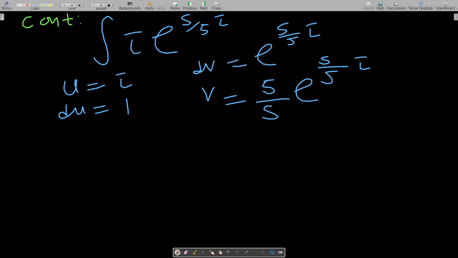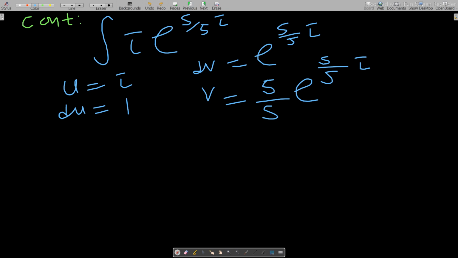Because you integrate this, it goes like you differentiate the power with respect to tau, you get s over 5, then you write the same e to the power s over 5, then divide by the differential of the power. Okay, when you divide by s over 5, you get 5 over s. That's why I have 5 over s times that.